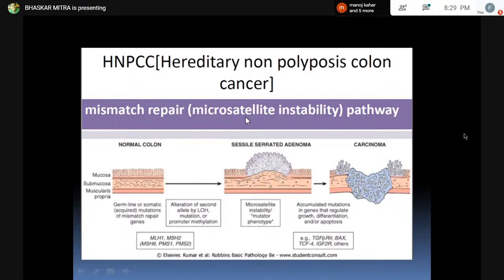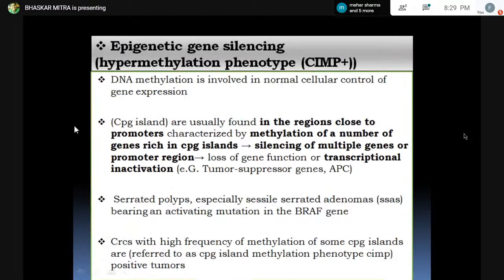Another is the CIMP pathway, that is the CpG island methylator phenotype pathway. The methylation causes silencing of some of the genes. If this methylation occurs in the promoter region, it causes silencing of different genes, causing loss of gene function. That may be in the form of tumor suppressor gene involvement, APC involvement. So that causes loss of a group of genes, and this will again lead to colonic carcinoma by the CIMP pathway.